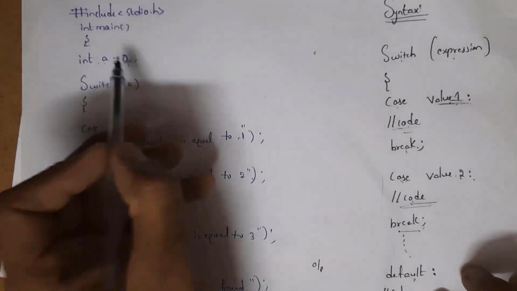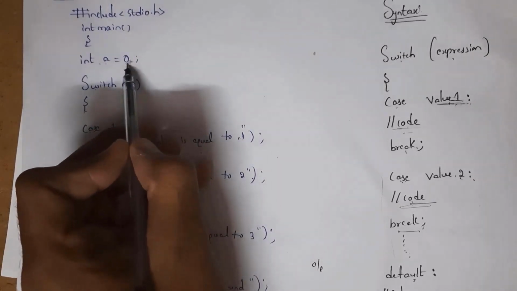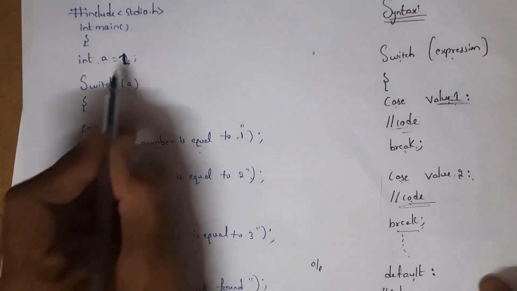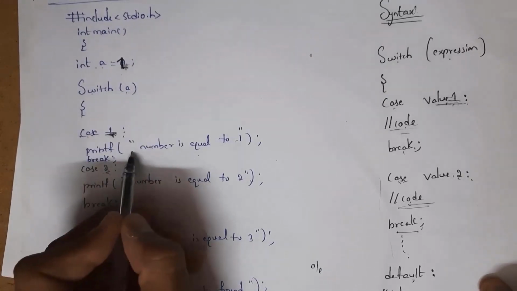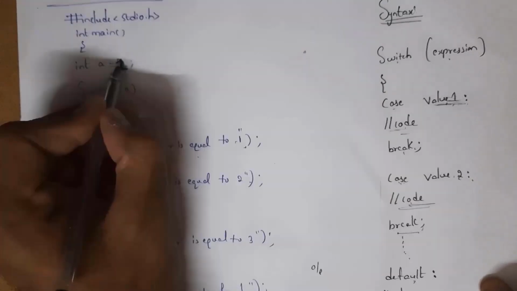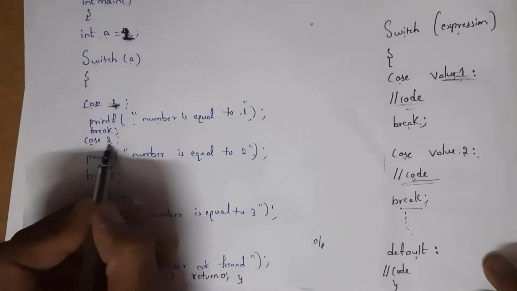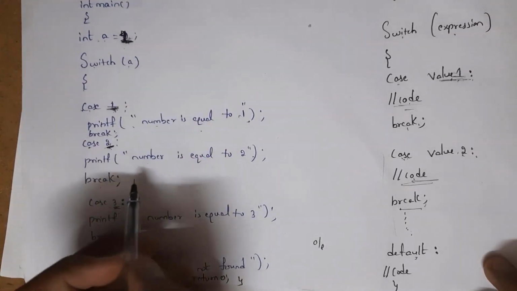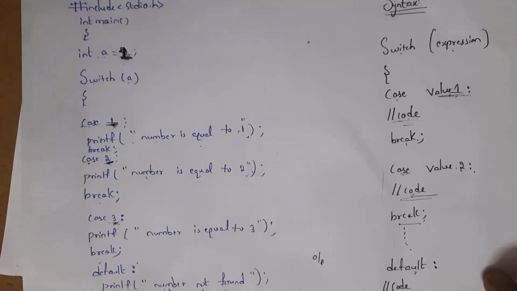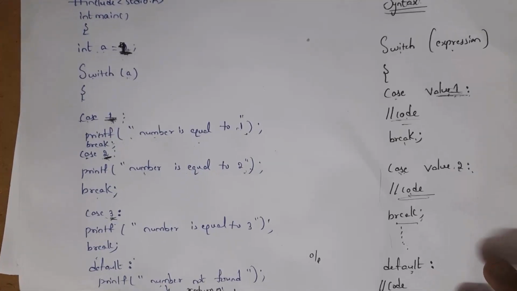For example, here in place of 0, if I give value of a as 1, here case 1, this 1 is equal to 1. So I will get output as number is equal to 1. If I give value of a as 2, then case 2, this 2 is equal to 2. So I will get output as number is equal to 2. This is C program for switch statement. Next I will explain flowchart.